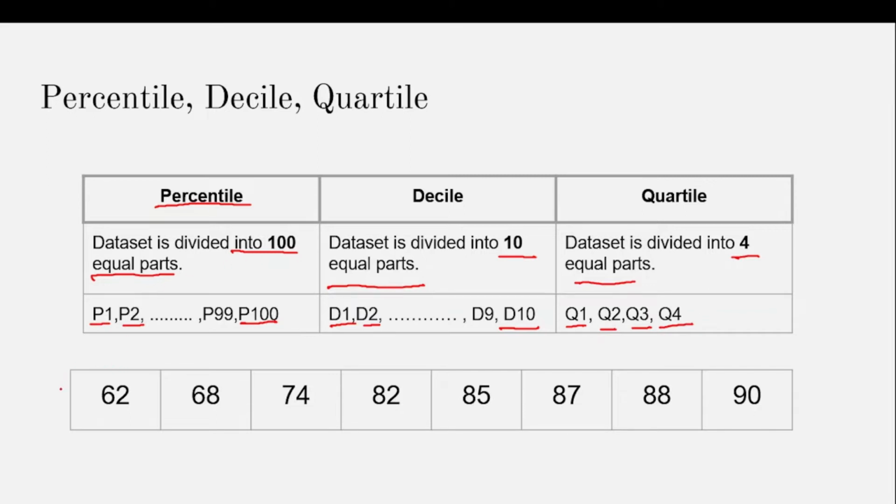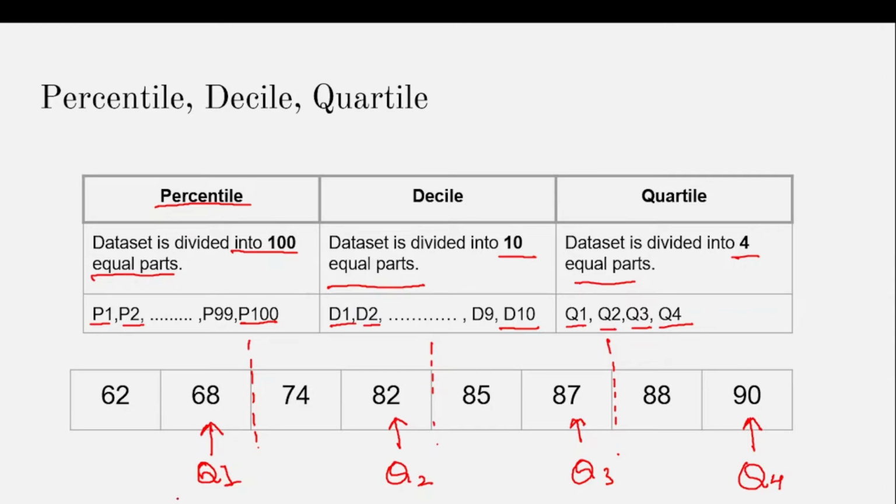Let us consider an example. To find the quartile, I divide my dataset into 4 equal parts. In this case, I have 8 data points. So, dividing my dataset into 4 equal parts, this will be my first quartile. I can say that it's Q1. 82 will be my Q2, second quartile. 87, Q3, and 90 will be my quartile 4.